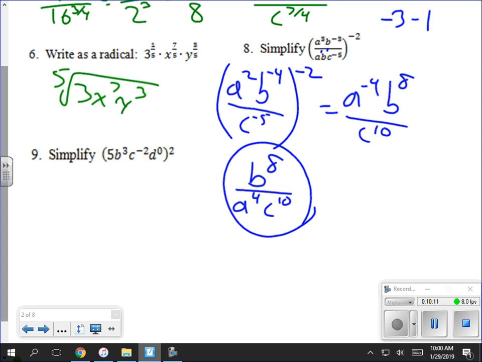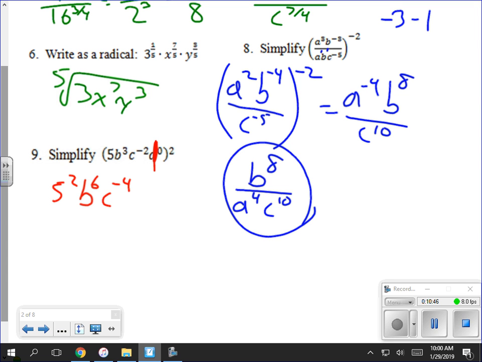Next one actually isn't too terribly bad. First thing I want to know, what is d to the 0? 1. So this just becomes 1. That is now irrelevant. D to the 0 is gone. All I got to do is worry about the rest of it. And I square everything. So I take 5, so I have 5 squared. B to the cube squared means I'm multiplying b to the 6. C to the negative 2 squared, c to the negative 4. All I need is square everything.